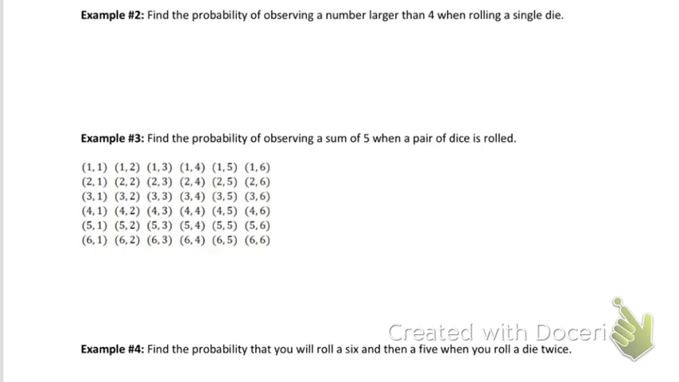All right, example 2, it says find the probability of observing a number larger than 4 when rolling a single die. So I'd write that as probability of larger than 4. How many numbers on a die are larger than 4? 2. And those are 5 and 6. 5 and 6 are the only 2 on a die that would be larger than 4. So this probability is going to be 2 over 6, or 1 over 3. That 2 comes from 5 and 6.